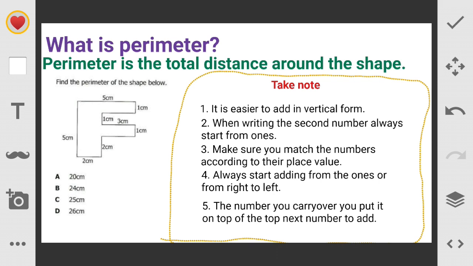The fifth point is the number you carry over, you put it on top of the next number to add. So if you carry, for instance, you had 6 plus 5, the answer was 11, you write 1, then you have carried over 1, you put it on top of the number that is on tens. So these are the basic 5 rules or notes you need to take when adding.